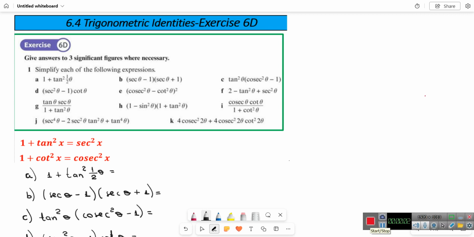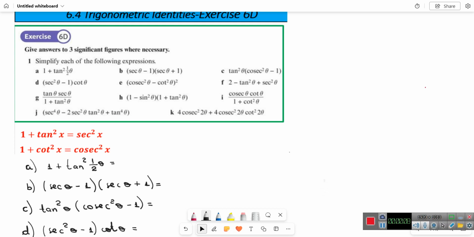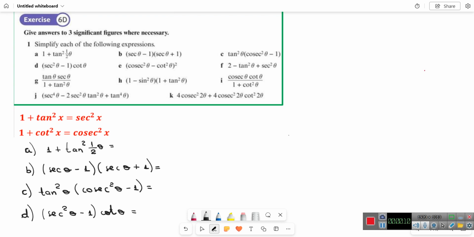Exercise 6D, question 1. We want to simplify each of the following expressions. If we start with the first one, 1 plus tan squared of a half theta, it's going to be sec squared of half theta, because the angle is half theta.